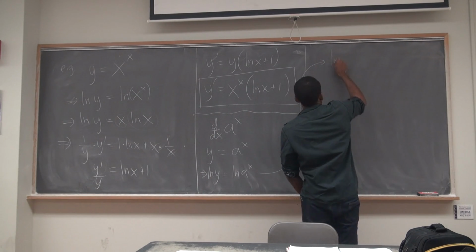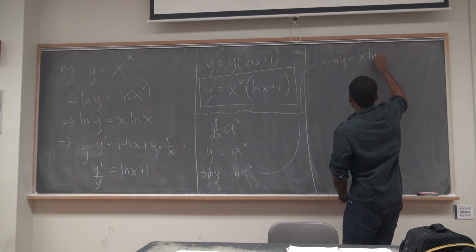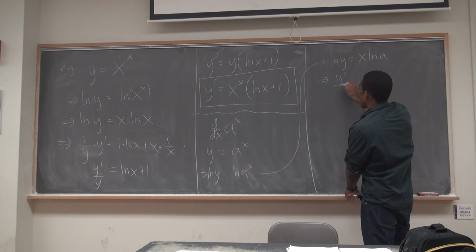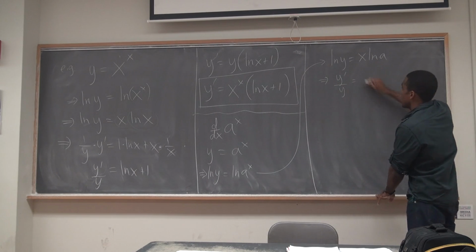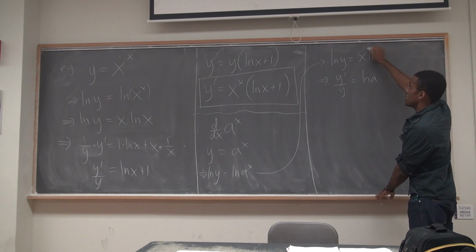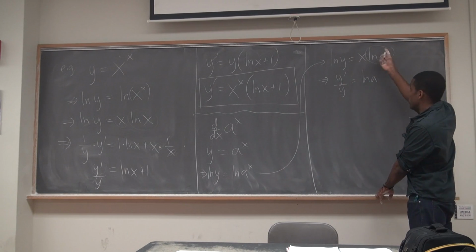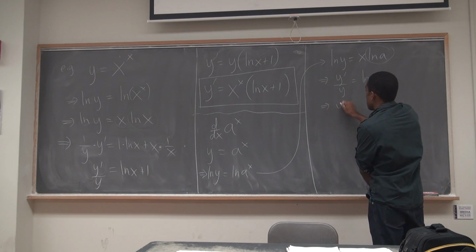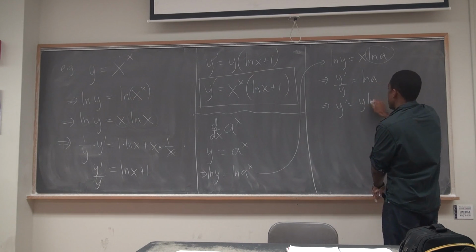So now I have ln y is equal to x ln a. Differentiate this side, I get y prime over y. Differentiate this side, I just get ln a, right? Because this is a constant. Derivative of constant times x is just the constant. And this means that my y prime is y ln a.